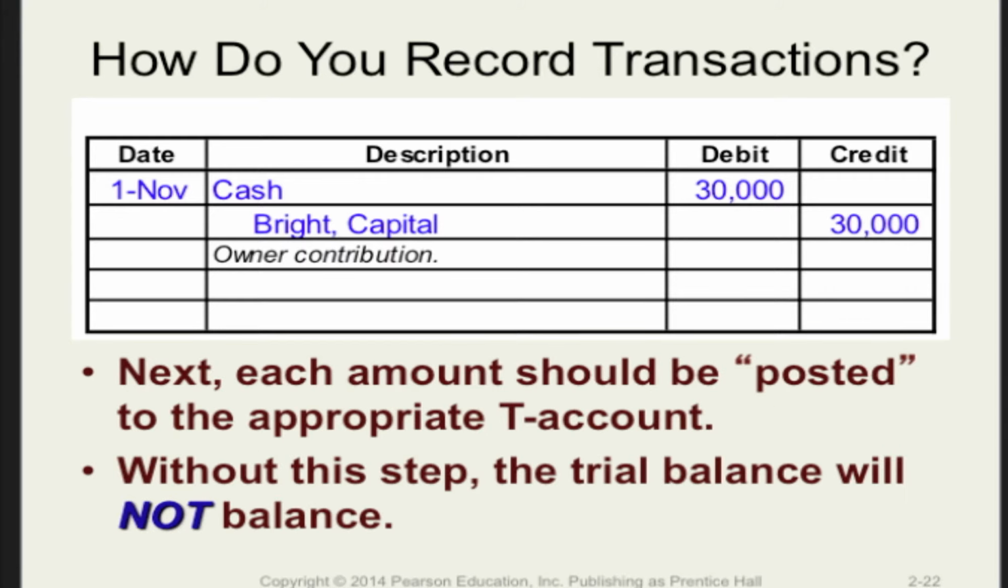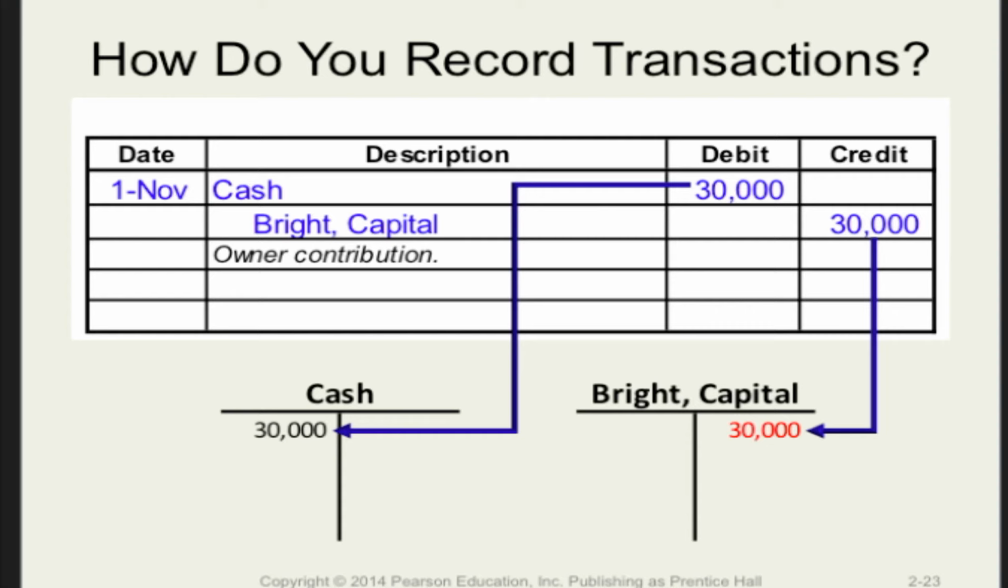Entering the transaction into the journal is not the last step in the process. Next, the information for each part of the journal entry must be entered in the general ledger. The general ledger is the listing of all the accounts used by the company, and the information for each account is accumulated in a single place. In this case, the debit to cash is posted in the cash general ledger account. The credit to Bright Capital is recorded in the Bright Capital general ledger account.